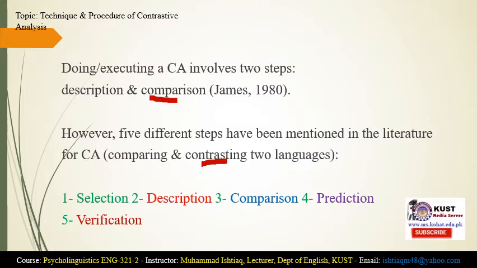So in the literature of contrastive analysis, we have five different steps involved in making a practical contrastive analysis between two languages. What are the five major processes or steps? It involves selection, followed by description, followed by comparison, followed by prediction, and finally verification. So coming to the first step, that of selection. What is meant by selection?